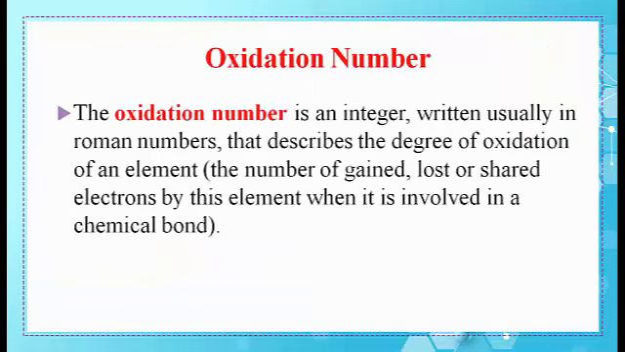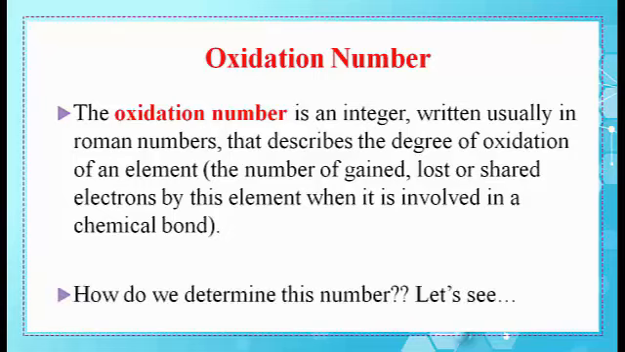The oxidation number is an integer written usually in Roman numbers that describes the degree of oxidation of an element. It is the number of gained, lost, or shared electrons by this element when it is involved in a chemical bond. But how can we determine this number? Let's see.